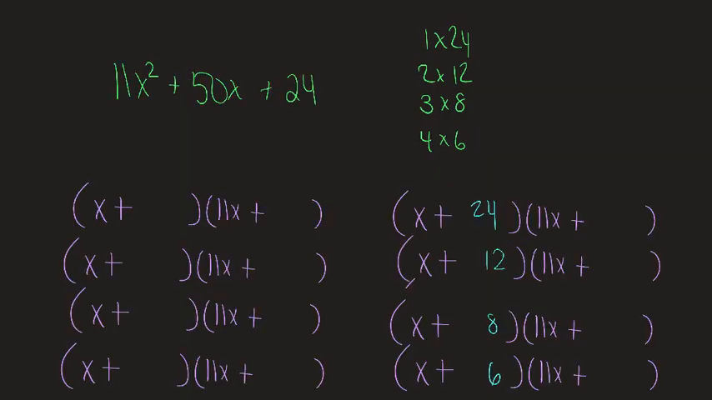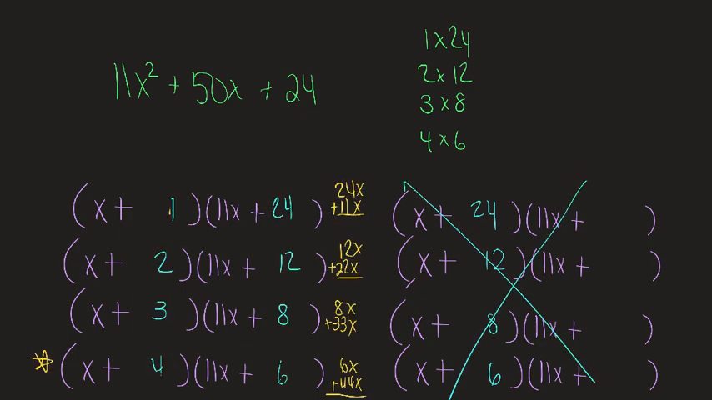All right, so these are the ones that are completely silly. I didn't even finish this because if I put a 24 here and multiply, that's way too big. 12 times 11 is way too big. 8 times 11 is way too big. 6 times 11 is way too big. So none of these big numbers are going to go in this parentheses. So now I'm really left with just 4 that I need to test out.